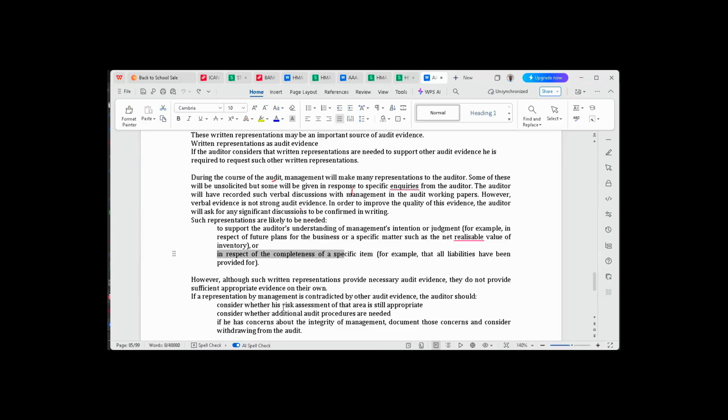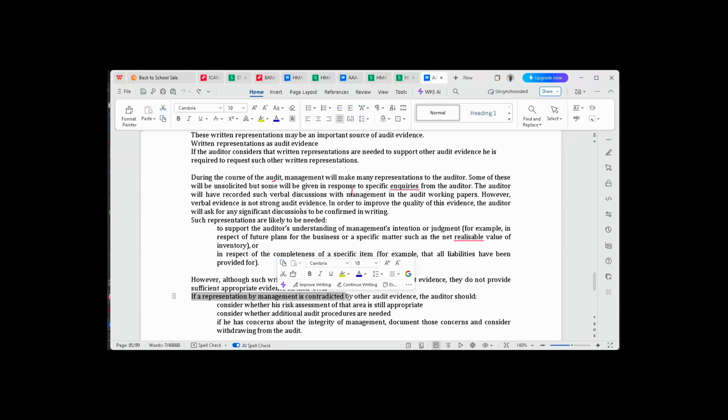Okay. Now, if a representation by management is contradicted by other audit evidence, sometimes management will give representations that do not tally with what the auditor has at hand. Okay, what should the auditor do in such instances? When you are asking management why there are variances in raw materials, and the responses they provide to you do not hold water.